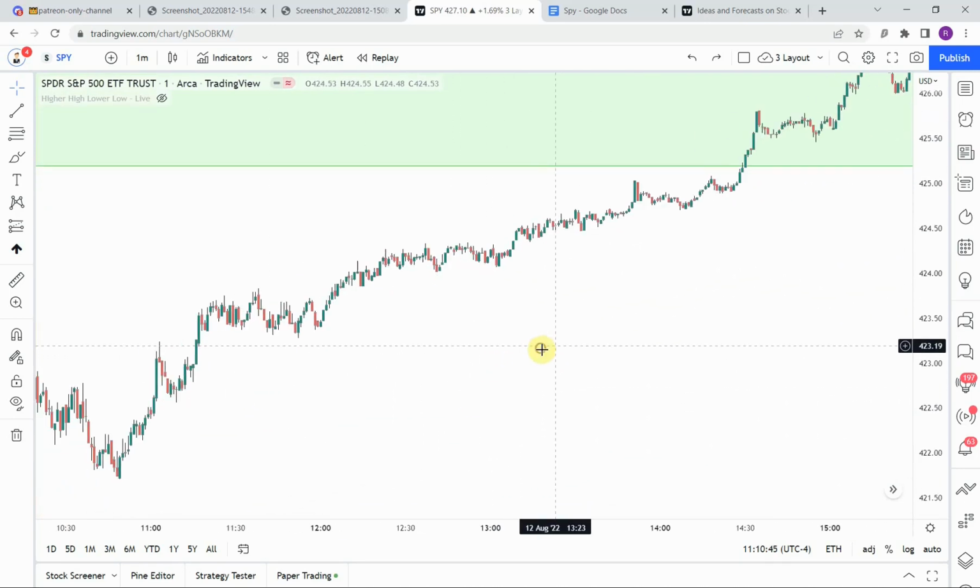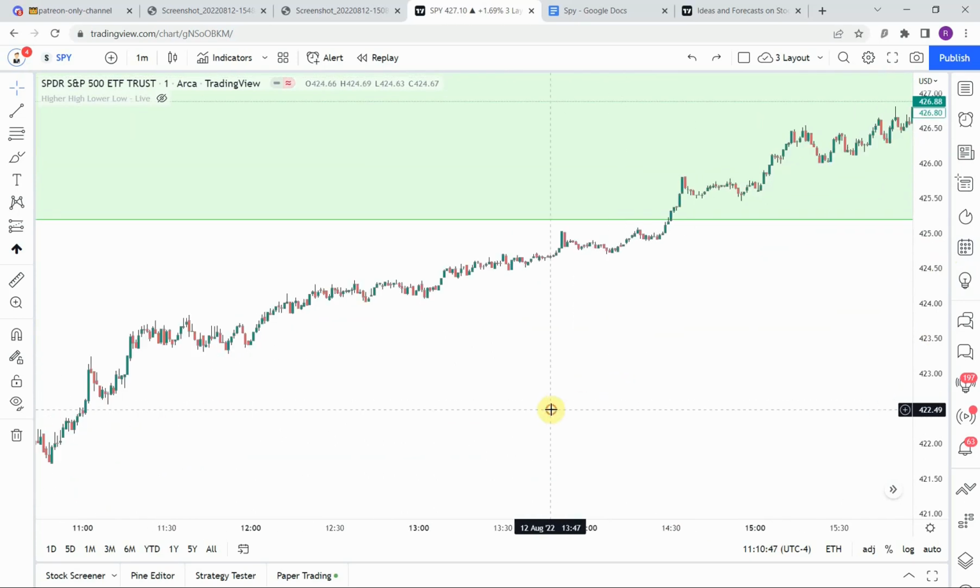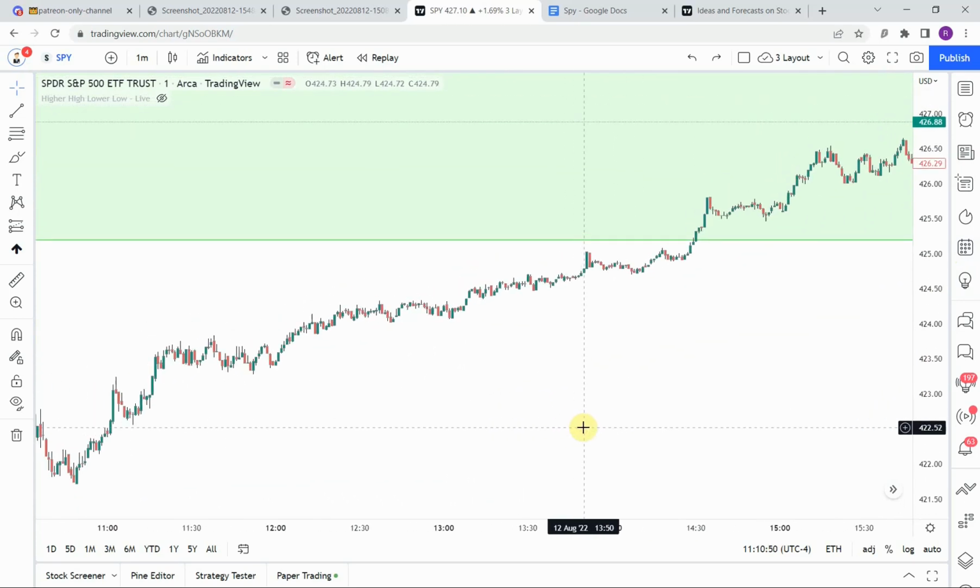This is a trade that I actually took using some basic options in a small account. You can check that out on the other videos.